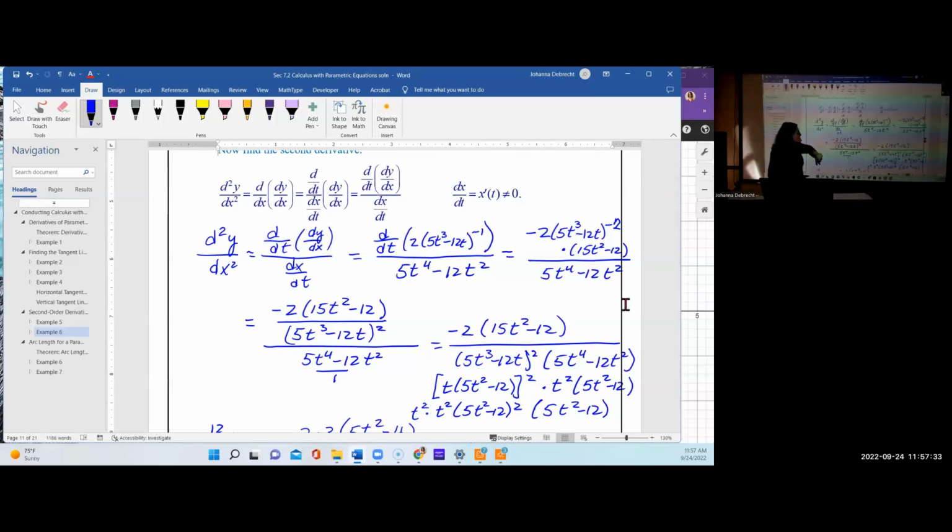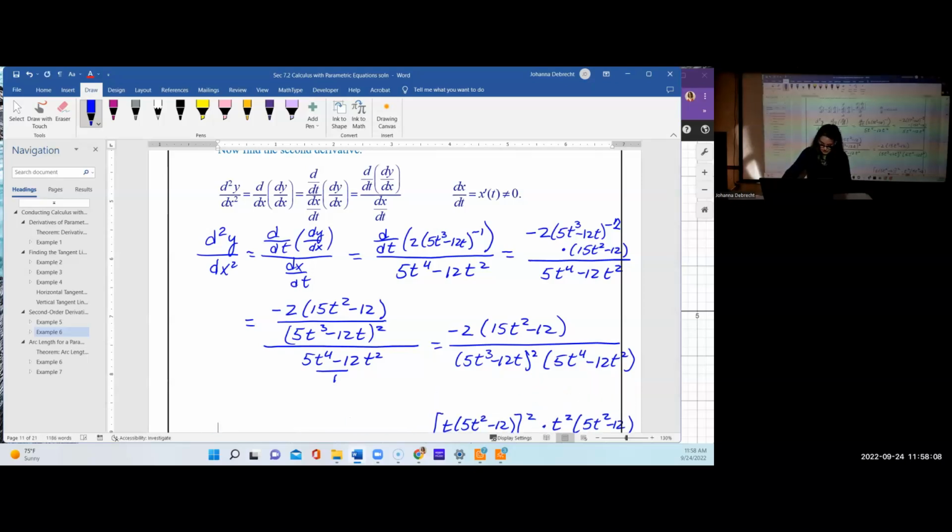Now that got a little crowded over there, so I went ahead and simplified it and wrote it in complex fraction form. So I have a -2 times the 15t squared minus 12, the derivative of the inside from the chain rule. And this came from the power rule. It had a -2 power, so I dropped it to the denominator. And all of this is divided by dx/dt. I wrote the dx/dt over 1 to make it purely a complex fraction. Now, the next thing I did was I went ahead and separated it out a little bit.